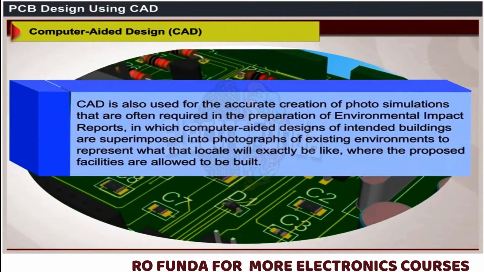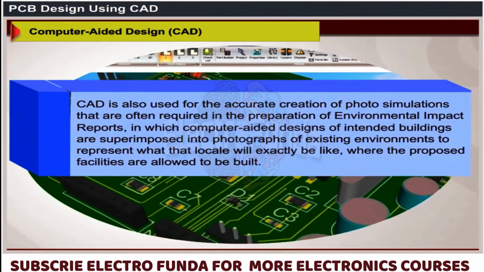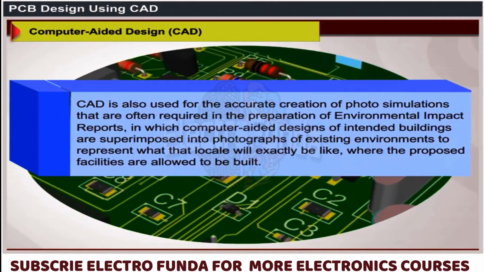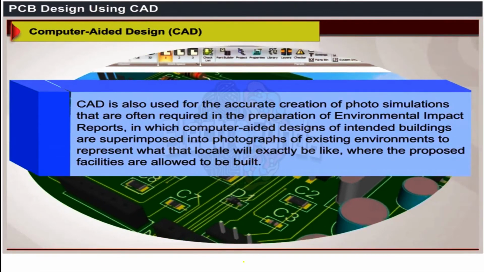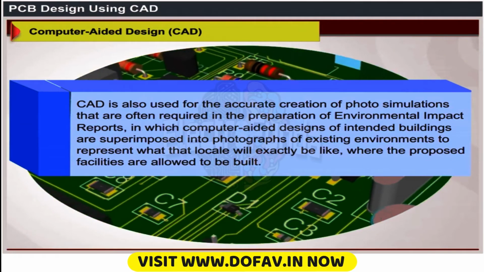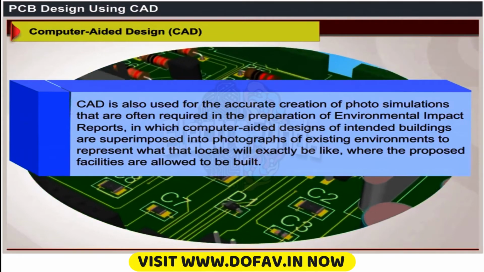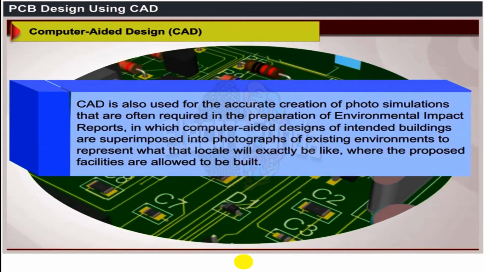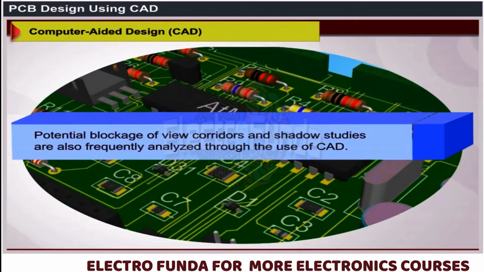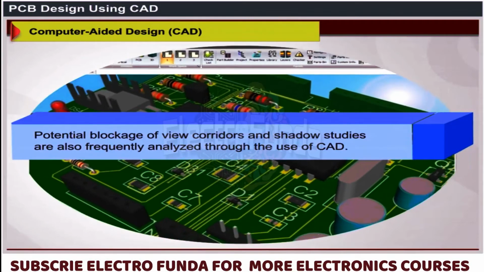CAD is also used for accurate creation of photo simulations that are often required in the preparation of environmental impact reports, in which computer-aided designs of intended buildings are superimposed into photographs of existing environments to represent what that locale will be like, where the proposed facilities are allowed to be built. Potential blockage of view corridors and shadow studies are also frequently analyzed through the use of CAD.